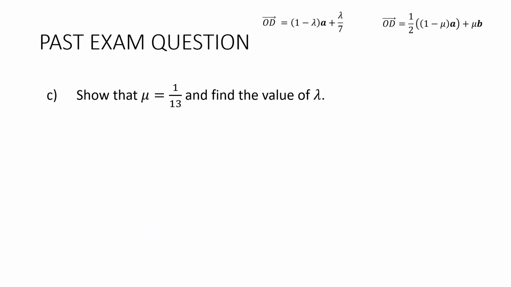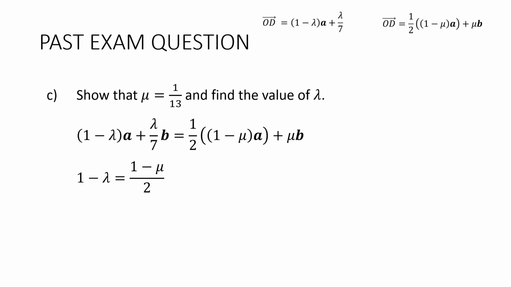C, show that mu is equal to 1 on 13 and find the value of lambda. Now in the previous part we found two different expressions for the vector OD and they must be equal to one another. So we can form simultaneous equations by comparing coefficients of the two vectors. So we have this and we have this.